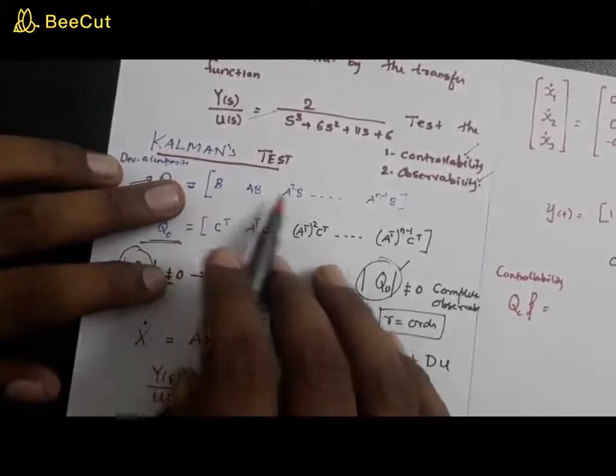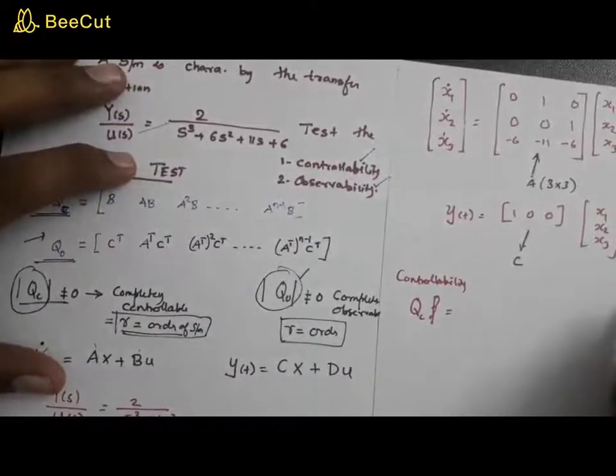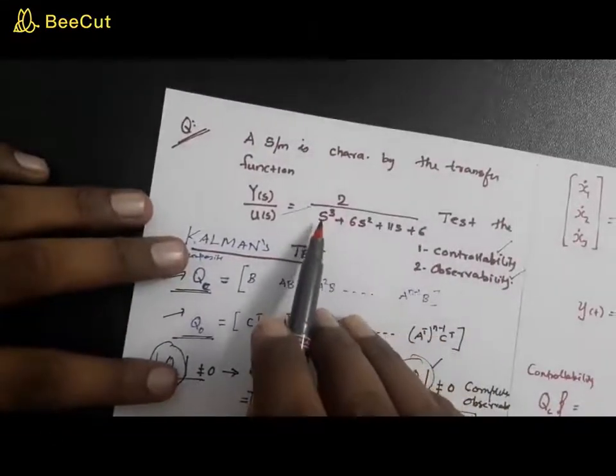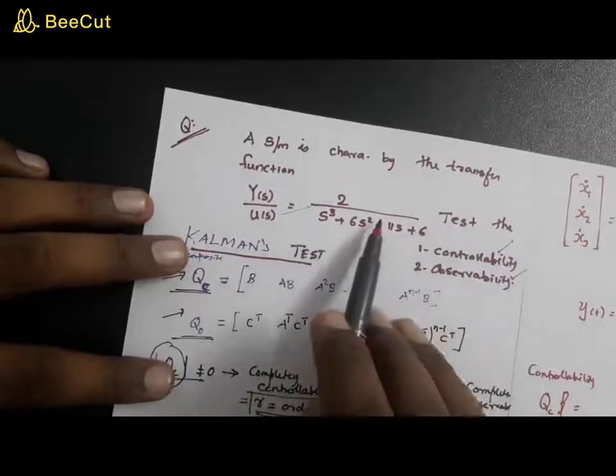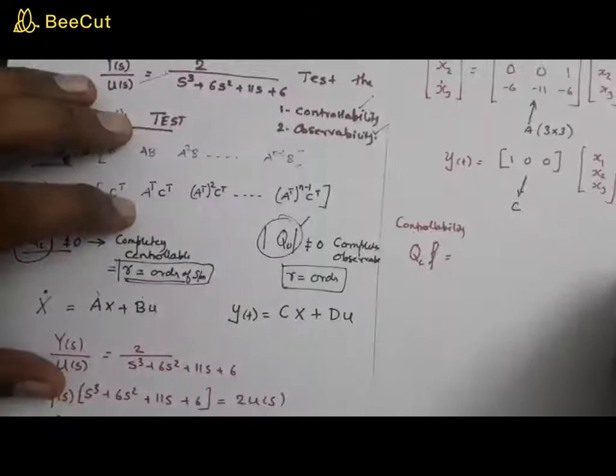Then you have AB, A square B, up to A^(n-1) B. Now the next question is, you need to find out the n of this. What do you mean by n? N refers to the order of the system. Now the characteristic equation, this is a transfer function, so the characteristic equation will give you the order of the system. The order is 3. N is equal to 3.